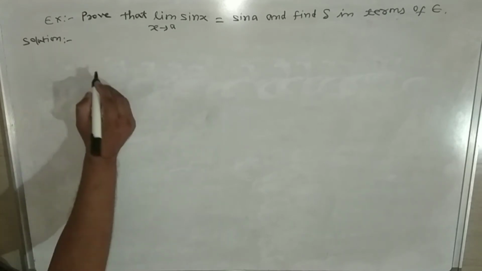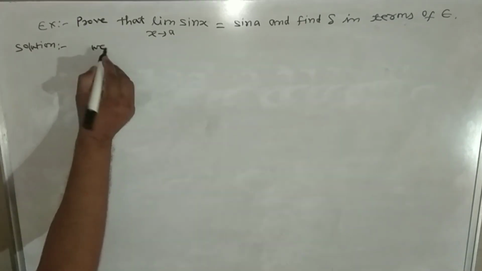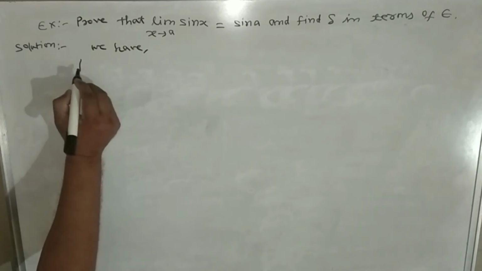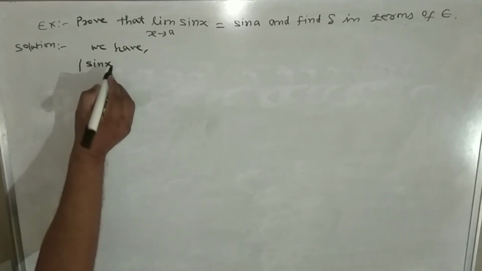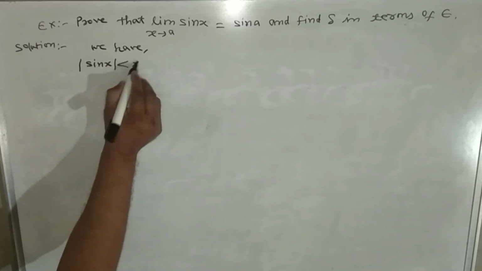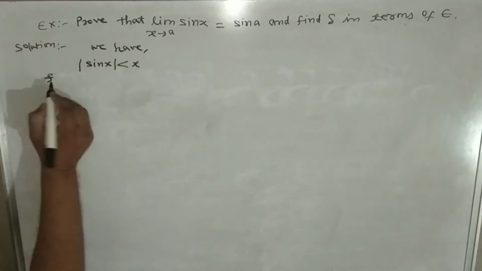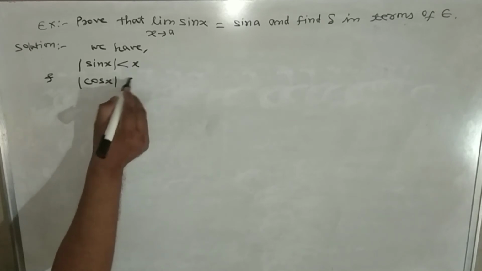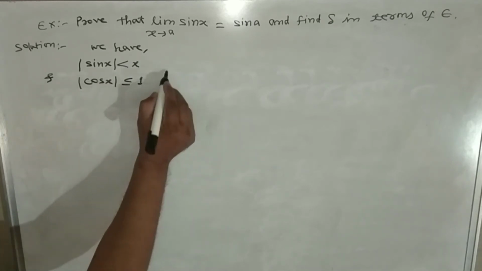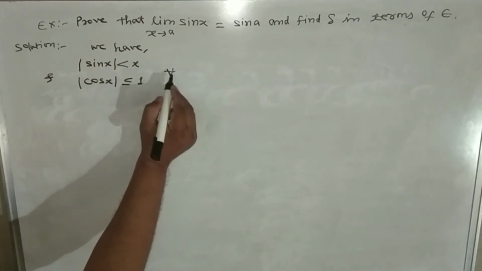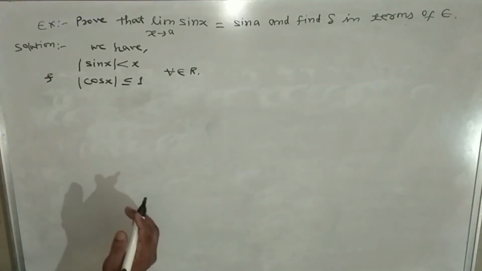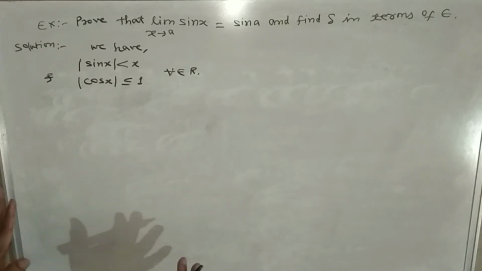We know that sin x is defined for all real x. Also we have mod of sin x is strictly less than mod x, and mod of cos x is less than or equal to 1 for all x belonging to R. Here R is the set of real numbers which lie on the real line.